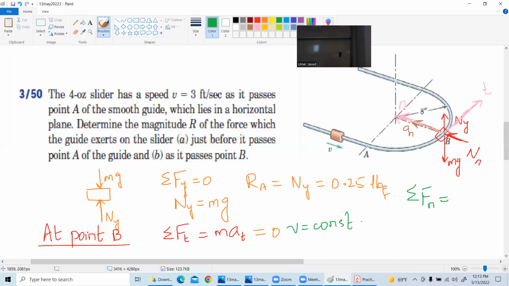Why is the tangential velocity constant? Where did you get that from? Because it's a smooth guide. Very nice answer from him. I was also thinking, oh, good, smooth guide. There is no friction actually. So there is no friction. Who on earth will stop this fellow? It goes like 3 feet per second.